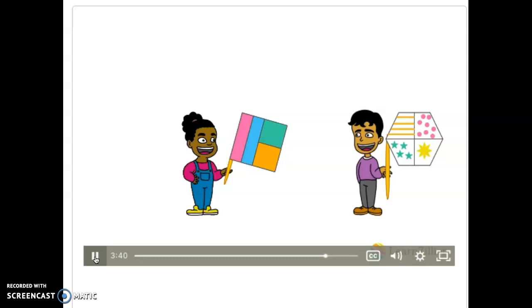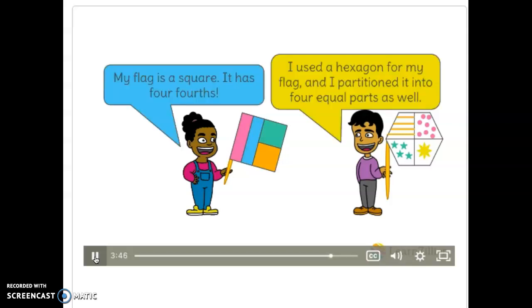After Maya and Kareem showed their flags, they saw that they had each made a flag with fourths. Even though all of Kareem's fourths were the same shape and Maya's fourths were shaped differently, both of their flags had 4 equal parts.